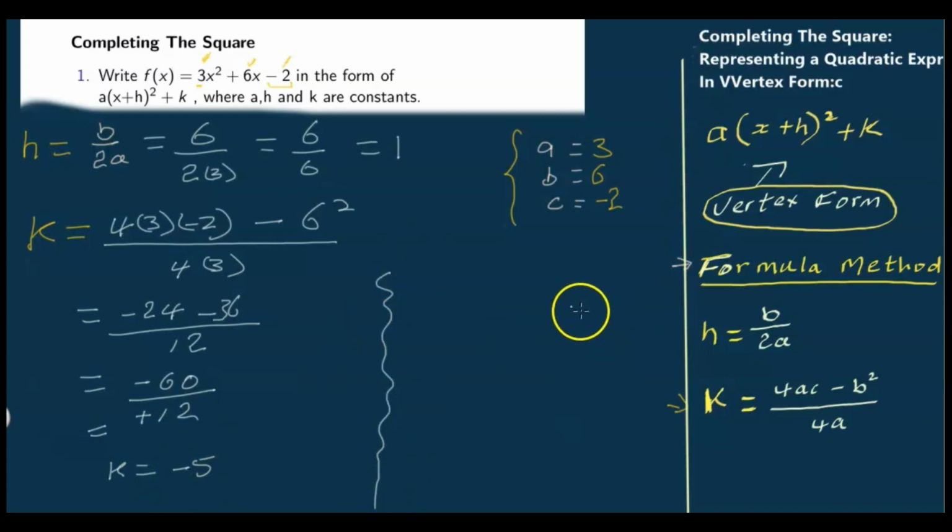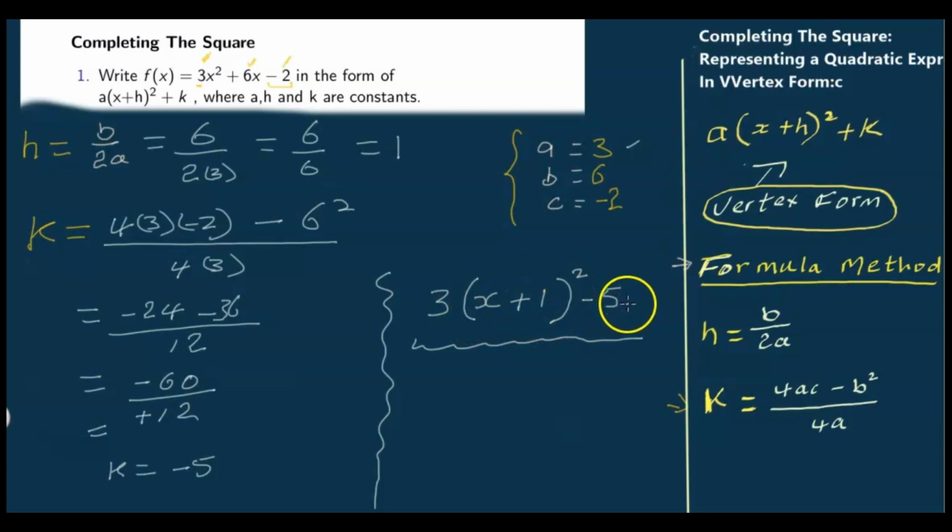Now remember, they asked us to put the quadratic expression in the vertex form, so we're going to do that now. The first step is a. Your a value will be taken from here, which is 3. Open up your brackets, put a square above the brackets, and we're going to put x inside the bracket, and then our value for h is +1, so it'll be +1. And then we worked out k to be -5, so k is -5. And this is how we put the quadratic expression in the vertex form here.